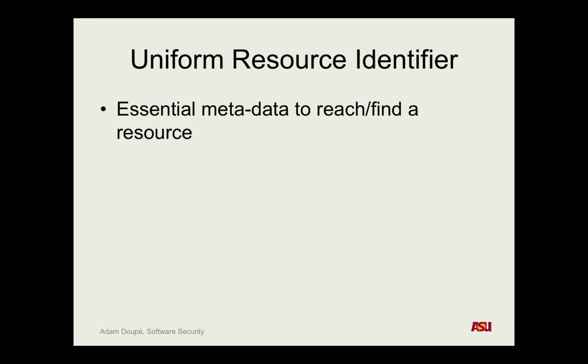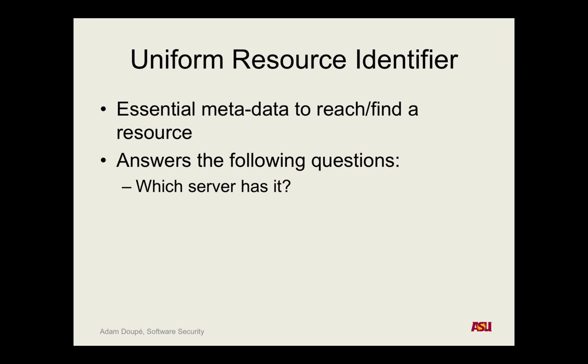So URIs are essentially metadata. How do I know who to talk to, and how do I ask them for a resource? How do I know they can give me a page about cooking instead of a page about programming? They're a server, they have a bunch of resources, so it needs to answer which server has it. Who do I talk to? This could be a domain name, which we know is translated through DNS to an IP address. So who has it?